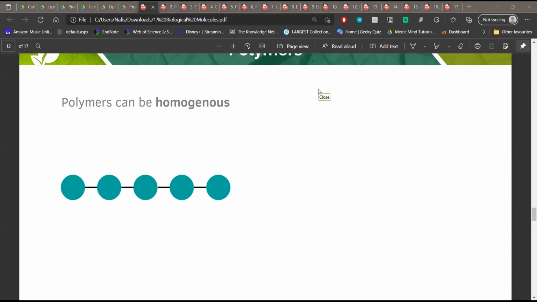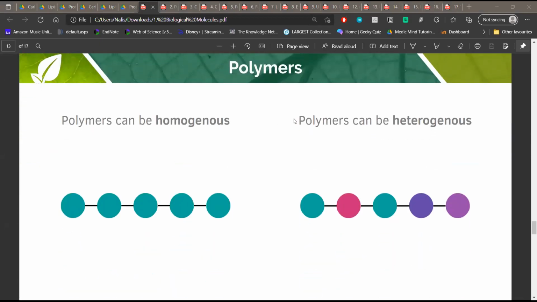Glycogen, yeah, that's a perfect example. Amylose, cellulose as well. Cellulose is a beta-glucose complex carbohydrate. Those would be the best examples of homogeneous polymers. Or they can be heterogeneous, where they consist of different types of molecules bound together.